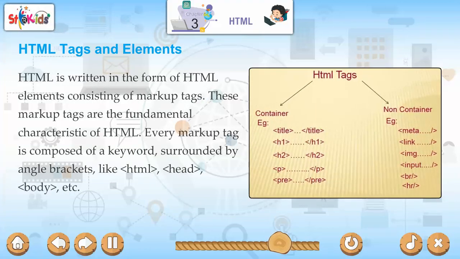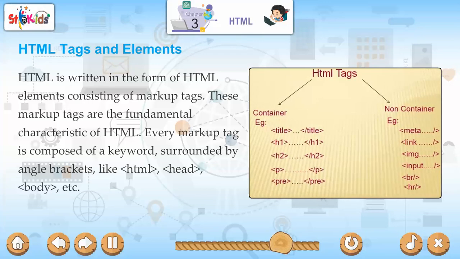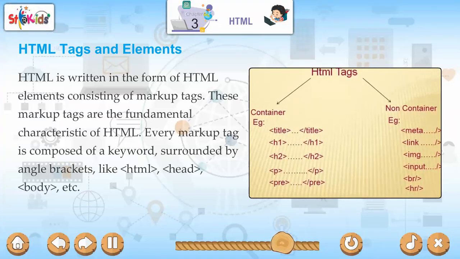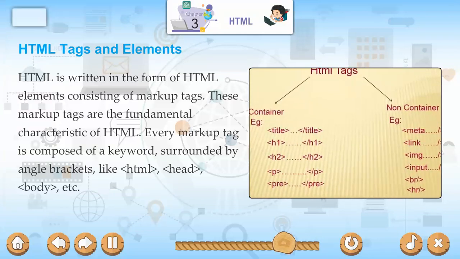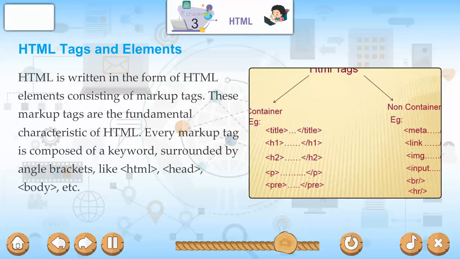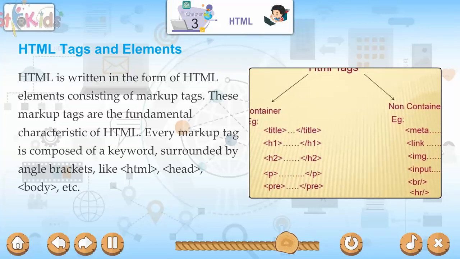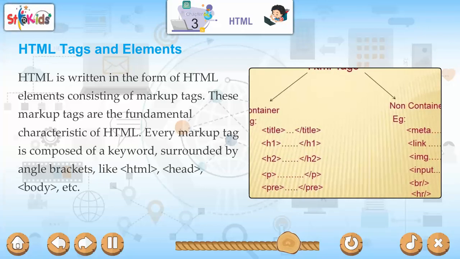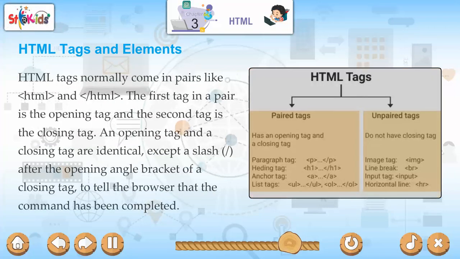HTML is written in the form of HTML elements consisting of markup tags. These markup tags are the fundamental characteristic of HTML. Every markup tag is composed of a keyword surrounded by angle brackets, like <html>, <head>, <body>, etc.